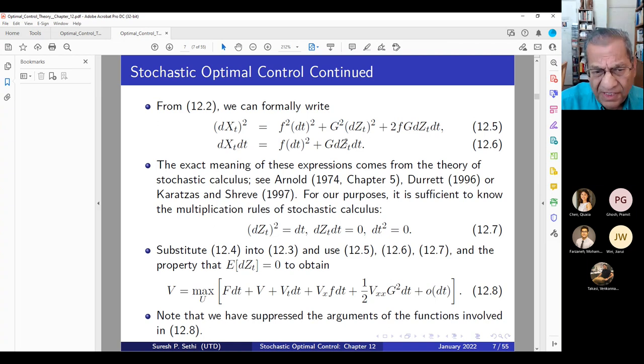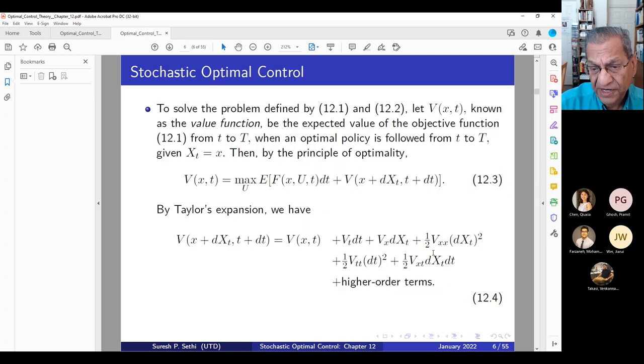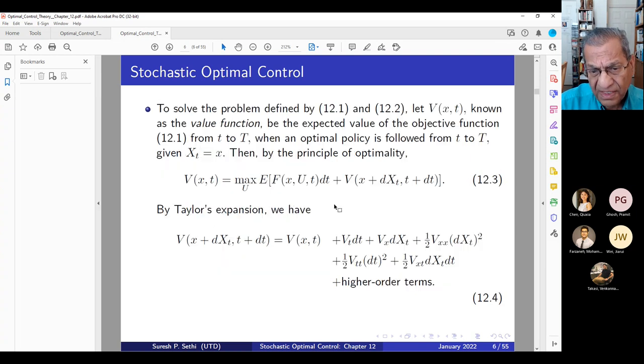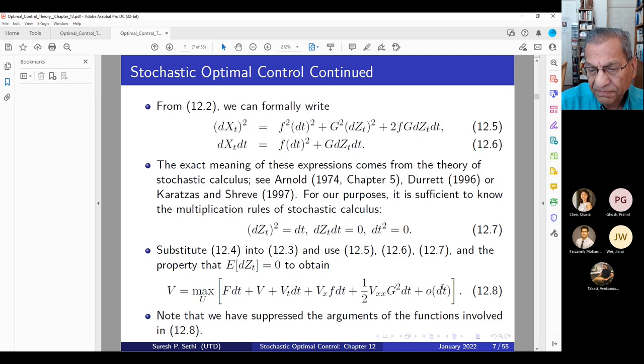And the exact meaning of these terms comes from several books that you can read. But for our purposes, it is enough to know that dzt squared is of the order of dt, and all others are of order o(dt). And so I'm going to substitute these in here. And then I'm going to only retain this term and call it dt. That's right here. All the other terms are going to o(dt).